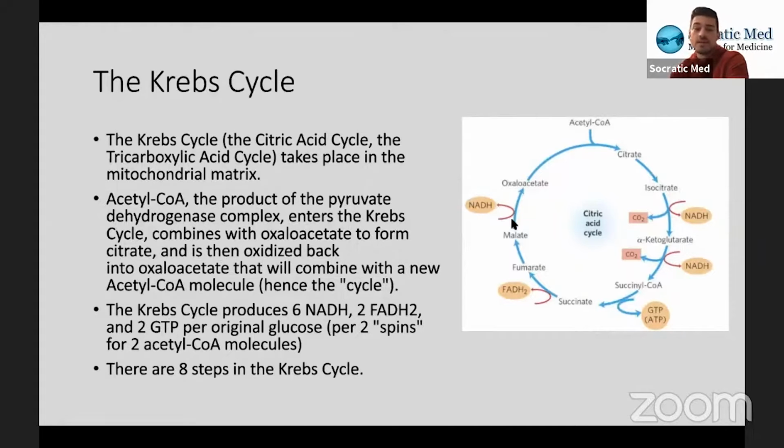It takes place in the mitochondrial matrix. So remember, from glycolysis, we're coming over from the cytoplasm to the PDC complex, which is by the mitochondrial matrix, and so is the Krebs cycle. It's inside the mitochondrial matrix. So acetyl-CoA is the product of the pyruvate dehydrogenase complex that we were just talking about. Pyruvate goes in, acetyl-CoA comes out. This acetyl-CoA can now spin the Krebs cycle. So it enters and it combines in the first step with oxaloacetate to form citrate.